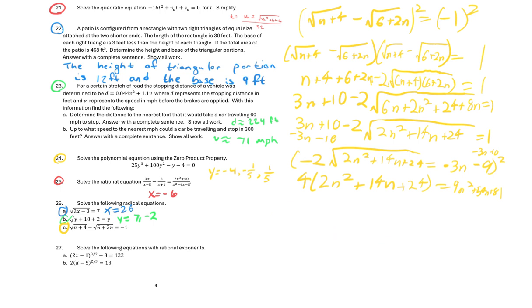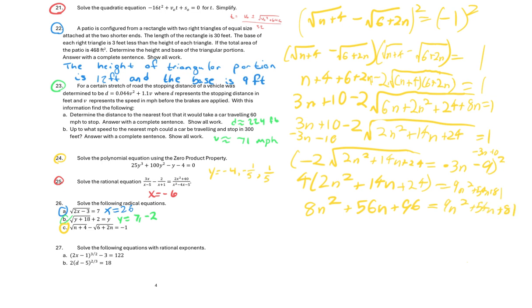So now what we're going to do is start simplifying a little bit. Distribute out our 4. So we're going to have 8n squared plus 14 times 4 is going to leave us with 56n, and then 24 times 4 is going to give us 96, so plus 96 is equal to 9n squared plus 54n plus 81.